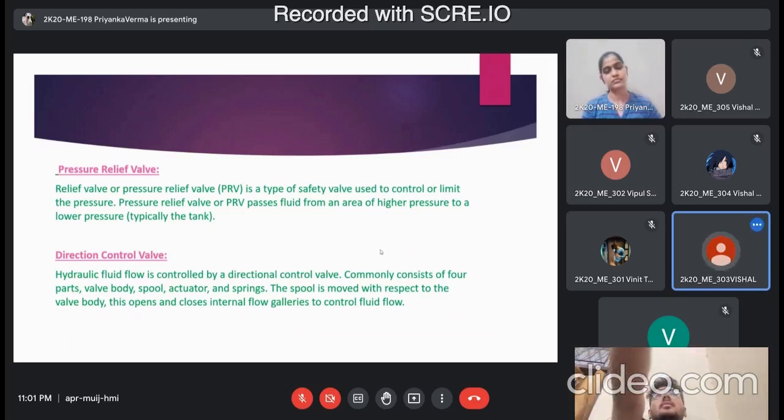Direction control valve. Hydraulic fluid flow is controlled by the direction control valve. It commonly consists of four parts: valve body, spool, actuator, and springs. The spool is moved with respect to the valve body. This opens and closes internal flow galleries to control fluid.